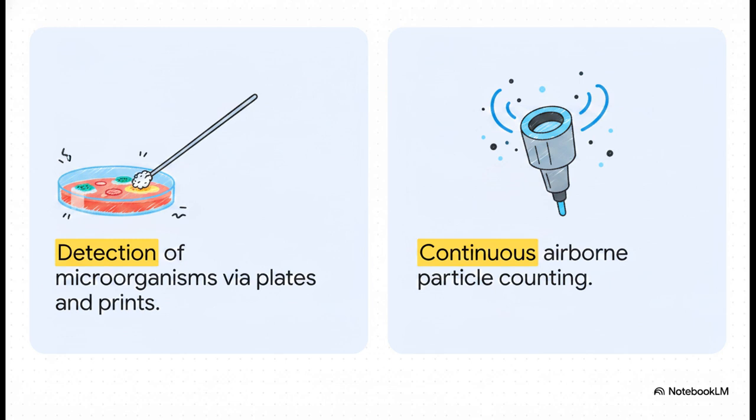prints. On the other side, we have non-viable monitoring. This is your continuous airborne particle counting, which absolutely must be performed continuously in your Grade A zones during processing. Both are completely vital, but they serve different, complementary functions, improving your overall state of control.